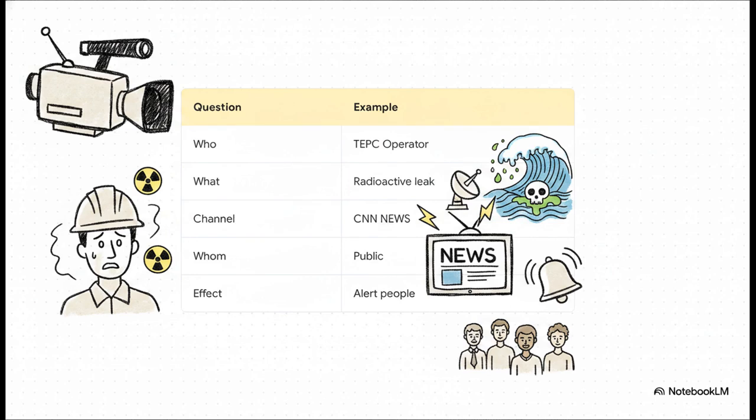The who is the Tokyo Electric Power Company operator. What are they saying? Well, that radioactive material at 100 times the permitted level is flowing into the sea. The channel is CNN News via the television medium. To whom? The general public. And the effect? To alert the people of Japan to the immediate radiation danger. Lasswell's model just brilliantly breaks down mass communication into its core functional parts.